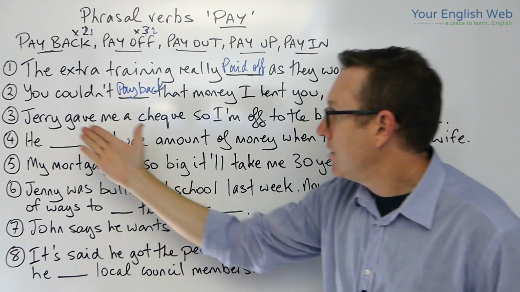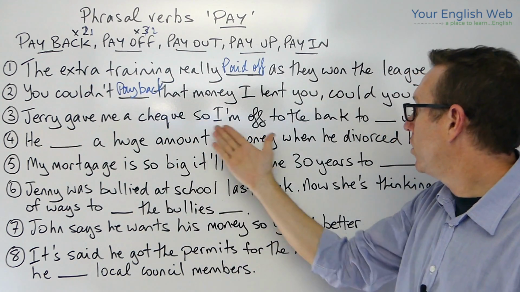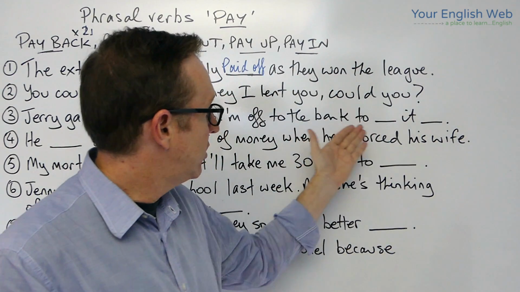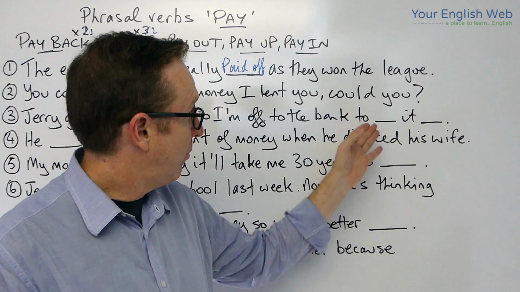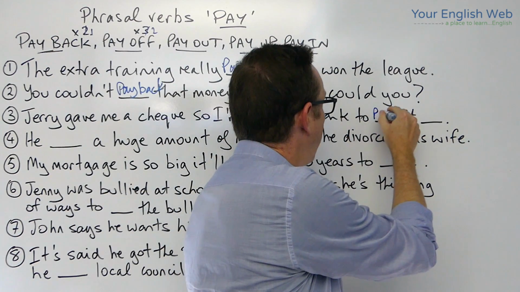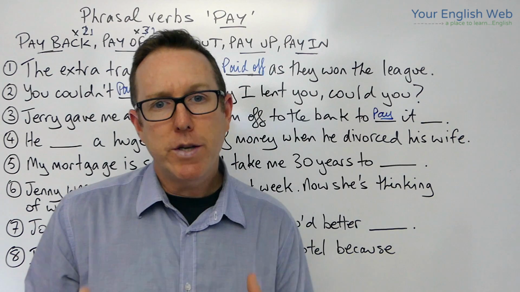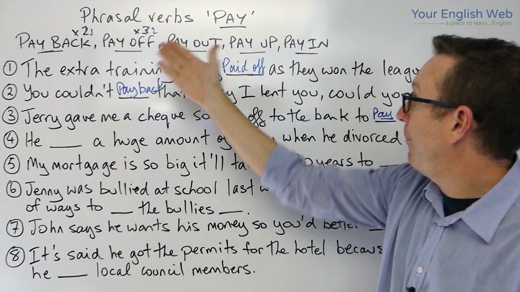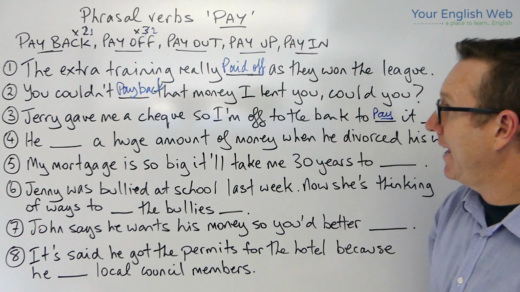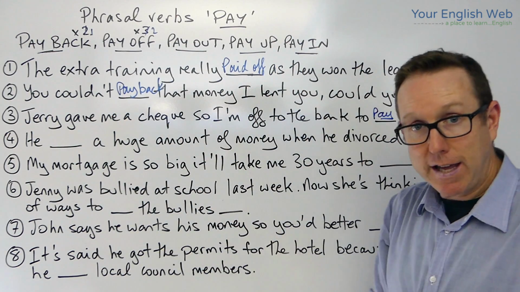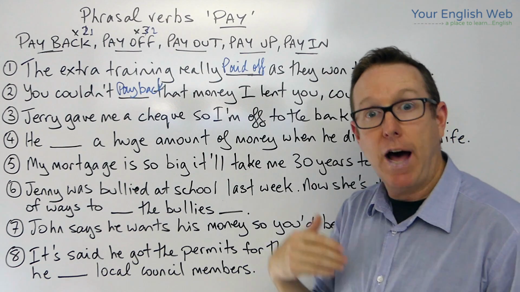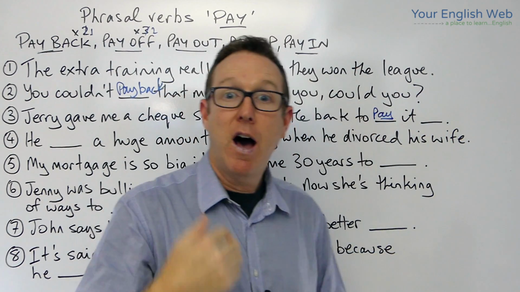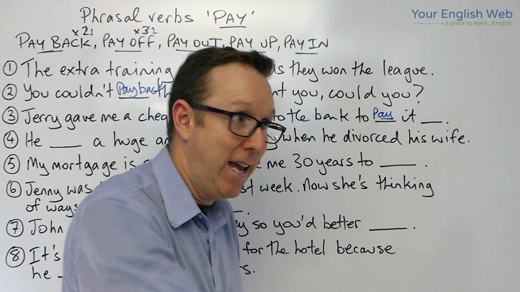Number 3, Jerry gave me a check, so I'm off to the bank to what? I'm off to the bank to, now obviously we need to put pay here, so we will. And which phrasal verb do we need to put into the space? So pay back, pay off, pay out, pay up, pay in. Jerry gave me a check, he handed me a check, so then I go to the bank and put that check into my bank account. I pay the check in.